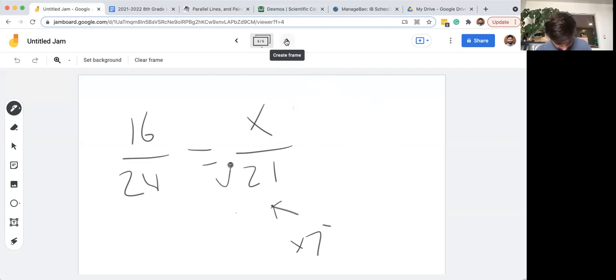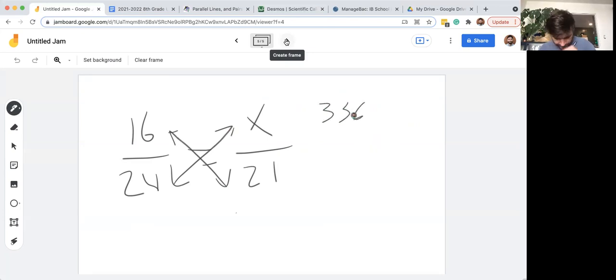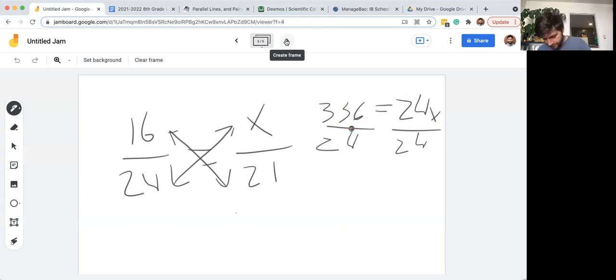Now the other way you can do it is you can cross multiply and divide. So remember, you multiply your numerators by the opposite denominator. So 16 times 21 equals 336. And 24 times x equals 24x. I now divide by 24, and x equals 336 divided by 24, or 14.